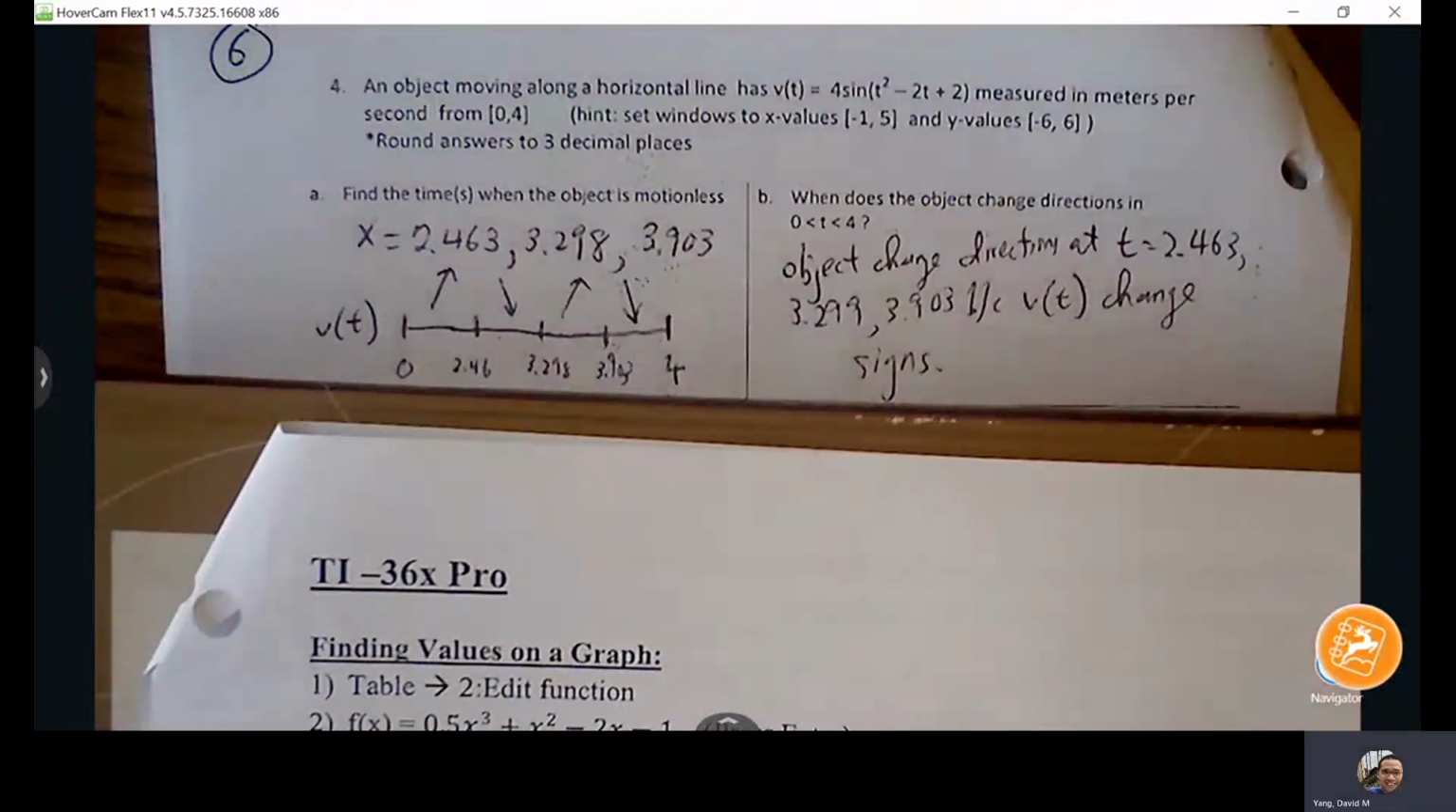Okay, let me come around and see, are there any questions? Anybody having trouble with keystrokes or entering something into the calculator?